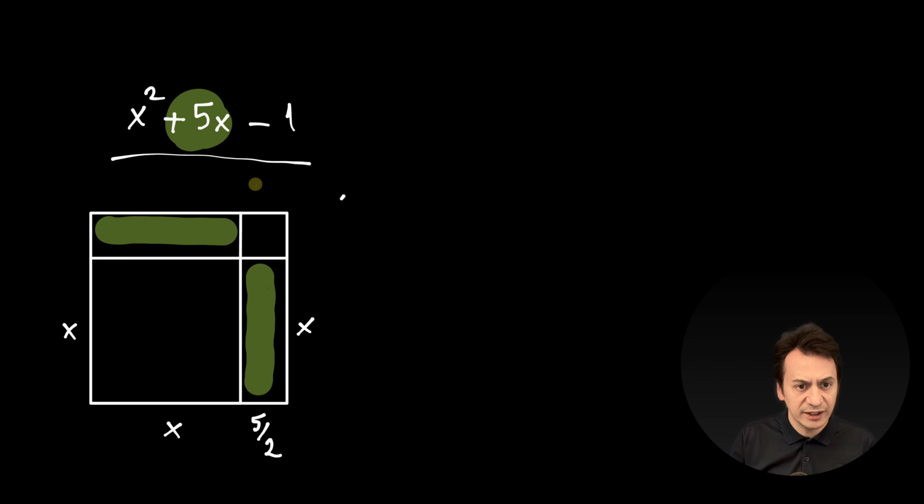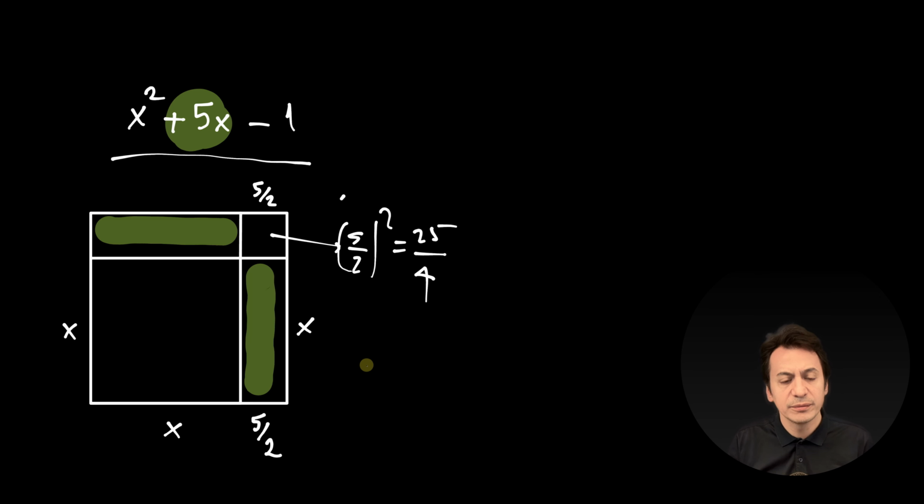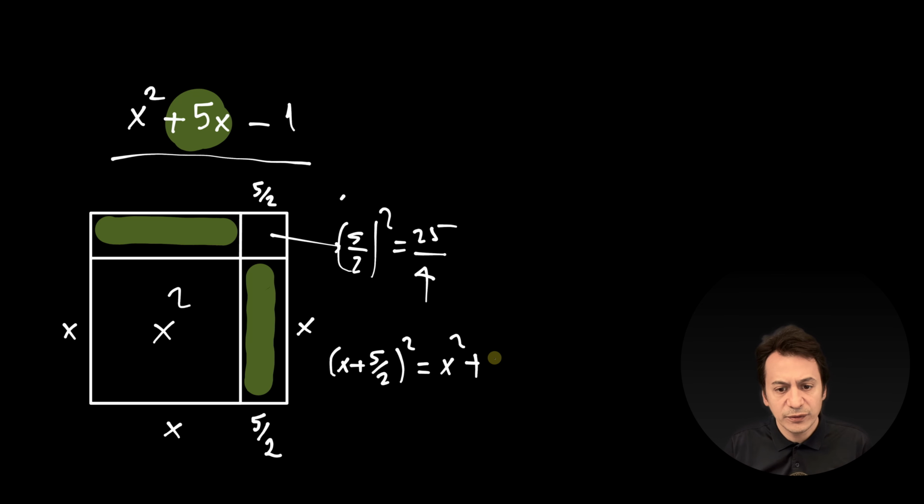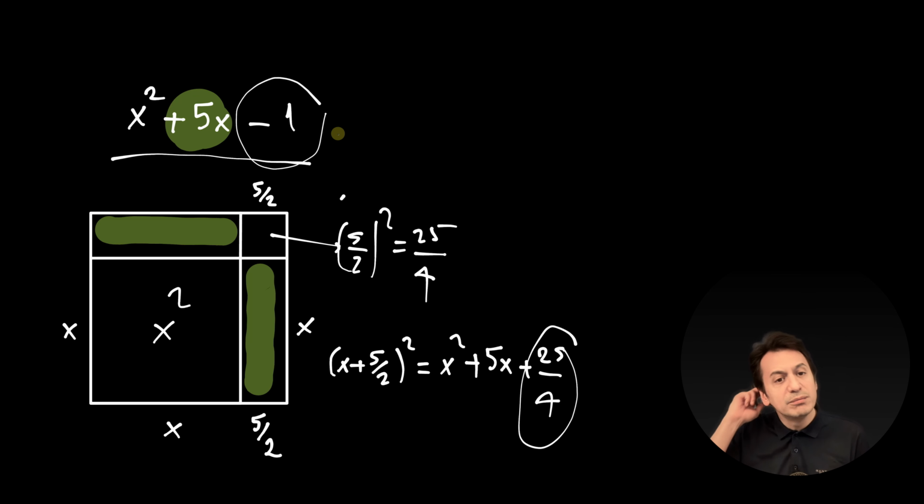Okay, so it makes the side length of the smaller square 5 over 2, and the area becomes its square, right? 25 over 4. So if I only had this equation, x plus 5 over 2 squared equals x squared, here's your x squared, and then this 5x comes, and then if I only had 25 over 4, which I don't have, I have minus 1 instead. So what's going to happen now? How am I going to arrive at that minus 1?